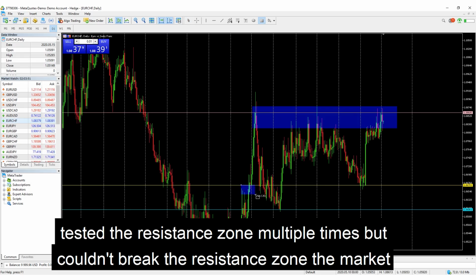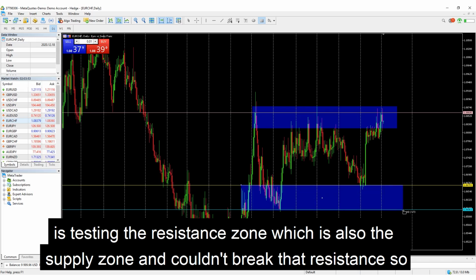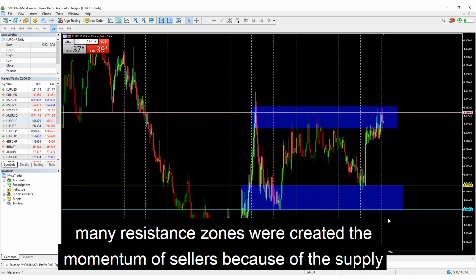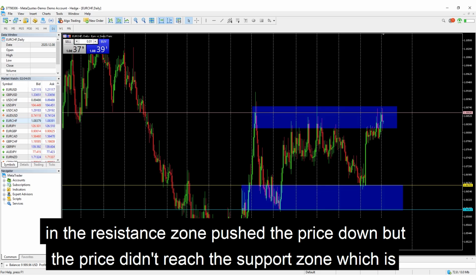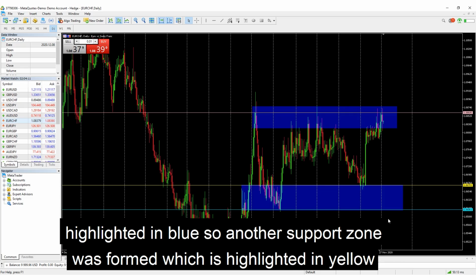break the resistance zone. The market is testing the resistance zone, which is also the supply zone, and couldn't break that resistance. So, many resistance zones were created. The momentum of sellers, because of the supply in the resistance zone, pushed the price down, but the price didn't reach the support zone, which is highlighted in blue. So another support zone was formed, which is highlighted in yellow.